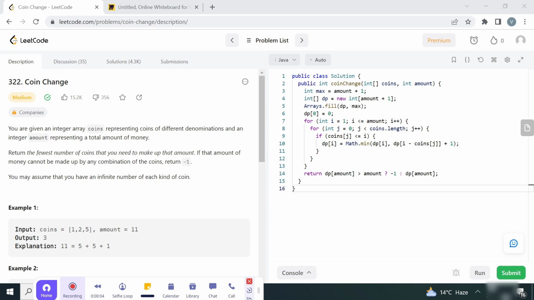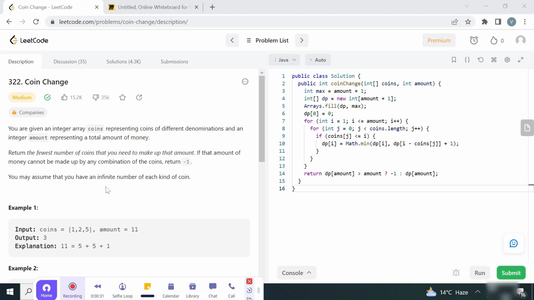Today we will see the LeetCode problem, that is coin change. We have already seen this problem. We have already done this problem via brute force and then dynamic programming memoization technique, top down approach. Now today we will see the bottom up approach of dynamic programming, that is tabulation method.